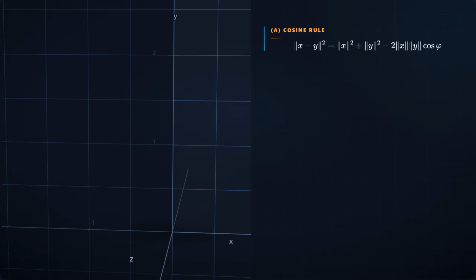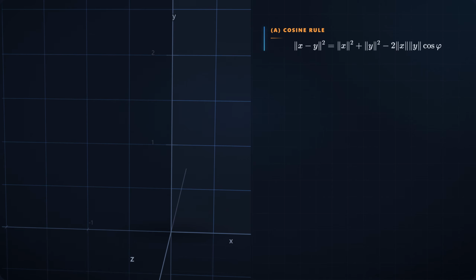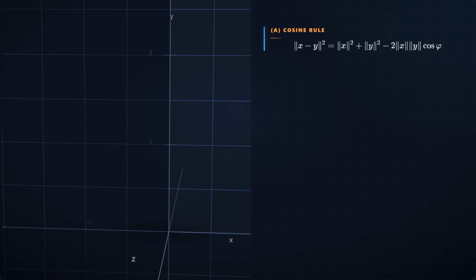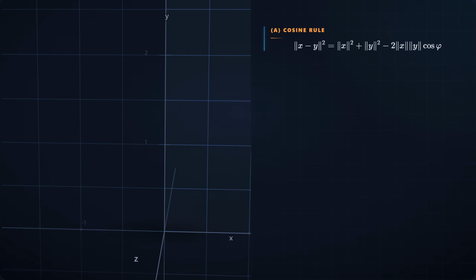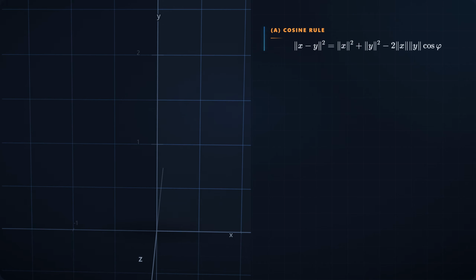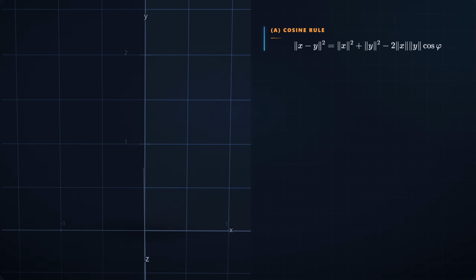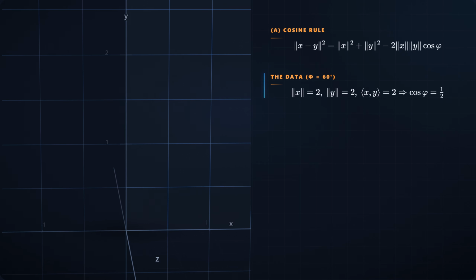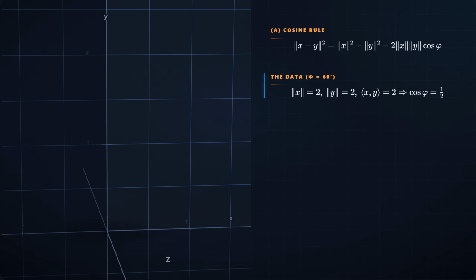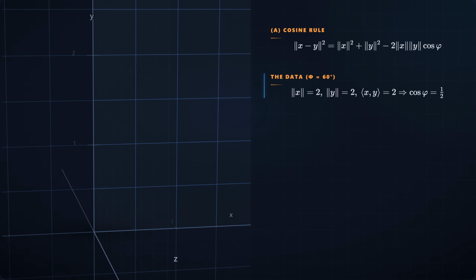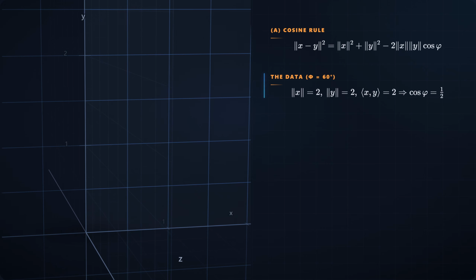Part A. The cosine rule, the scalar product version of the law you know from trigonometry. The squared length of the difference is the sum of the squared lengths, minus twice their product times the cosine. Here both vectors have length 2, and their scalar product is 2, so the cosine is 1/2, a 60-degree angle.